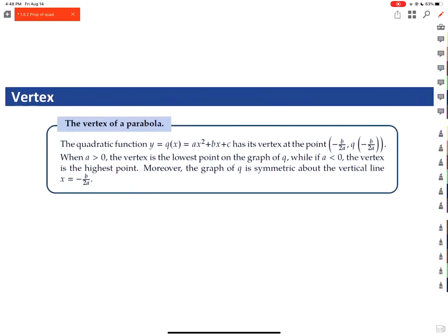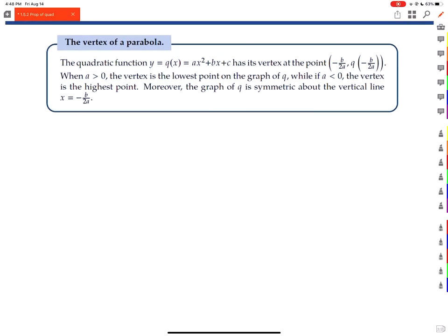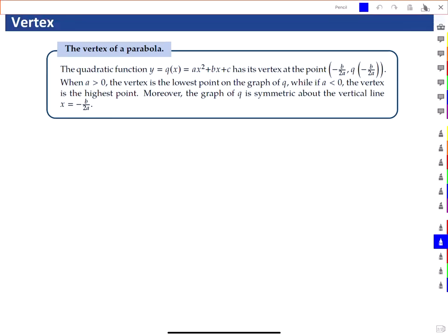Okay, so now for the official definition of our vertex. The quadratic function y equals q of x equals ax squared plus bx plus c, hopefully you're getting the hang of that one, has a vertex at the point. Okay, brace yourselves. The x value of this vertex is negative b over 2a. It kind of looks like the beginning part of the quadratic formula, right, if you were to ignore the square root stuff. Then for the second part, whatever we get for that x value, we plug it back into our function q, and that will give us our y value.